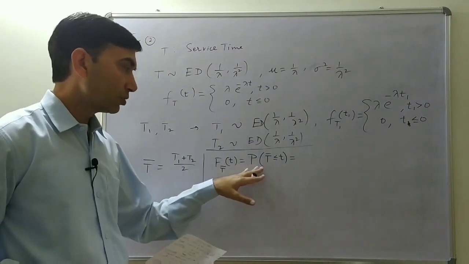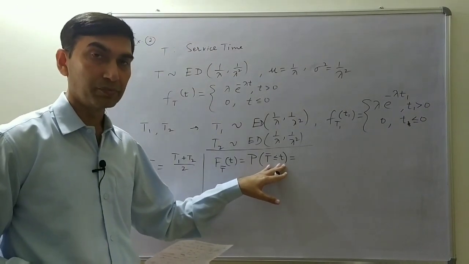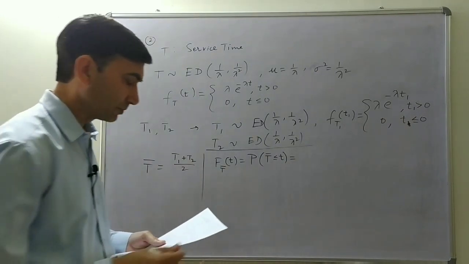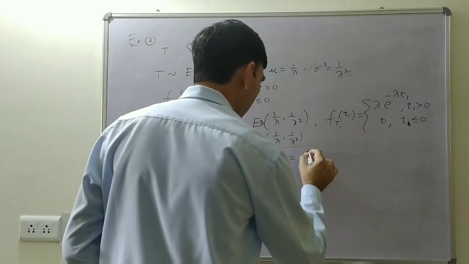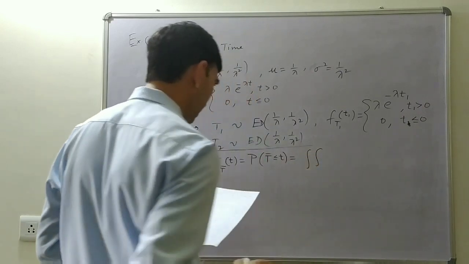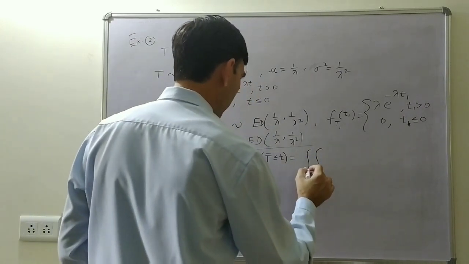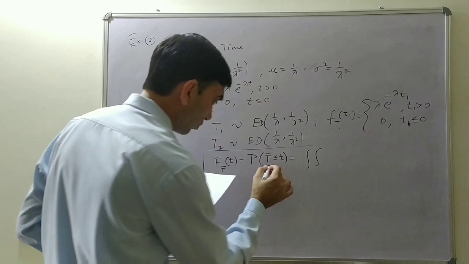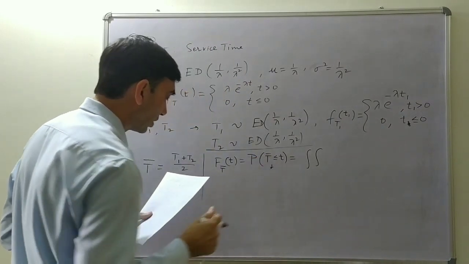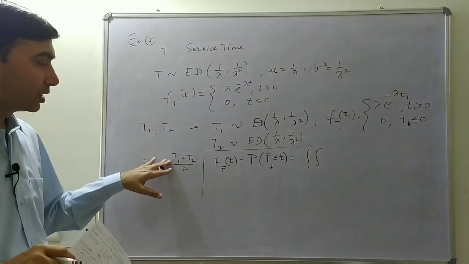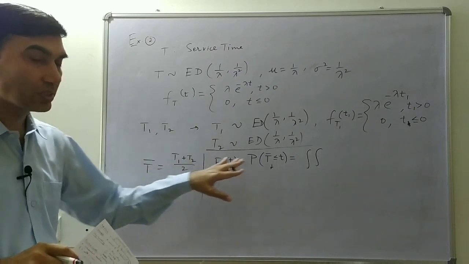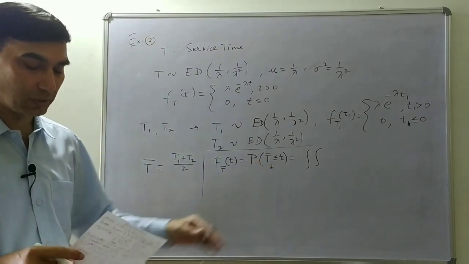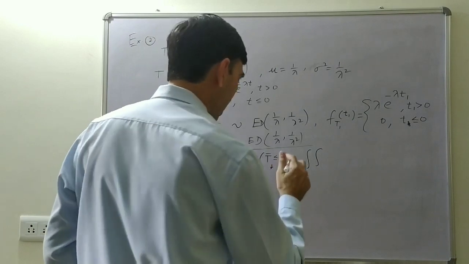Probabilities of T bar up to T. So how to calculate it? By double integral. What is this, by the way? T bar means T1 plus T2 less than or equal to T. Okay, T1 plus T2 less than or equal to T.